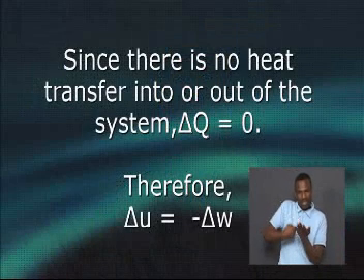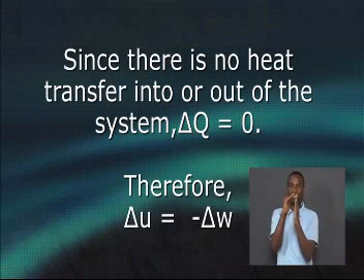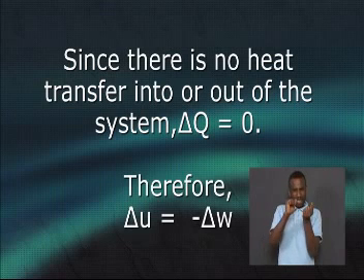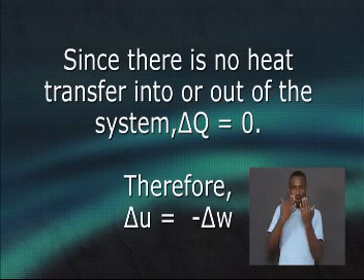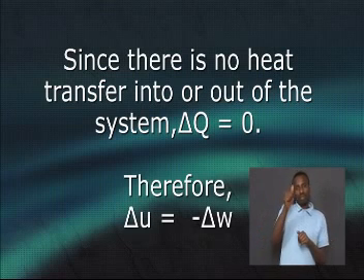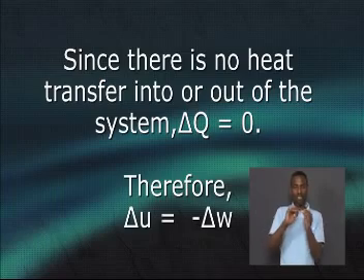Applying the first law of thermodynamics, we can create an equation that reflects the adiabatic process. Since there is no heat transfer into or out of the system in this process, change in internal energy is equal to the negative of change in work done. Therefore, we can conclude that in the adiabatic process, an increase in energy is equal to an increase in work.